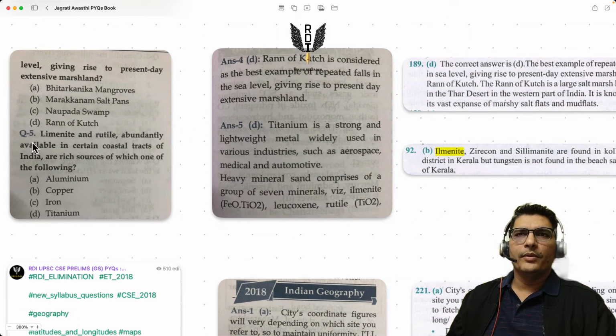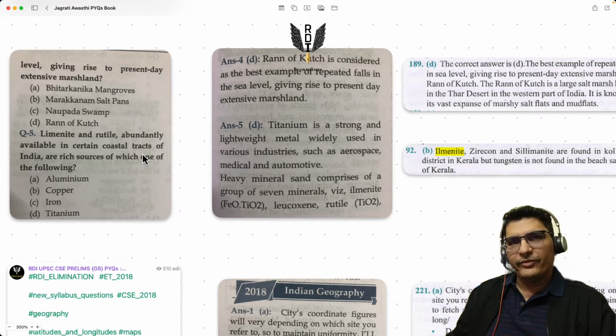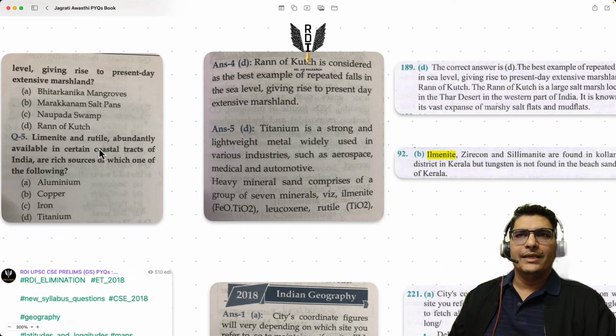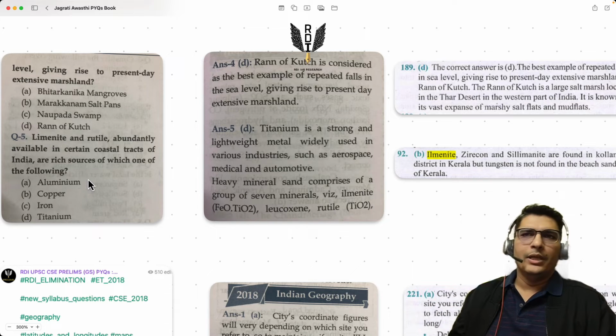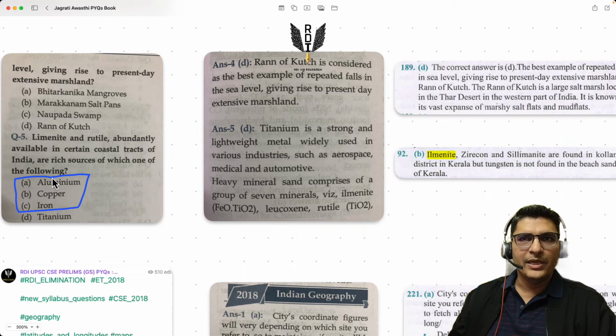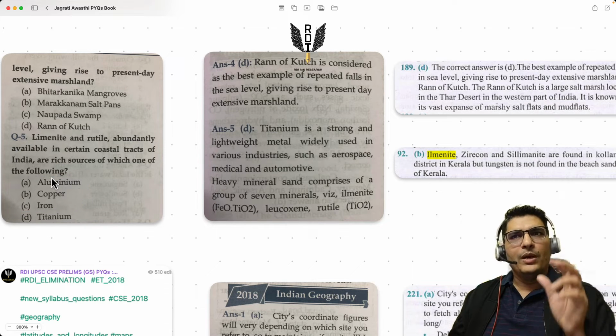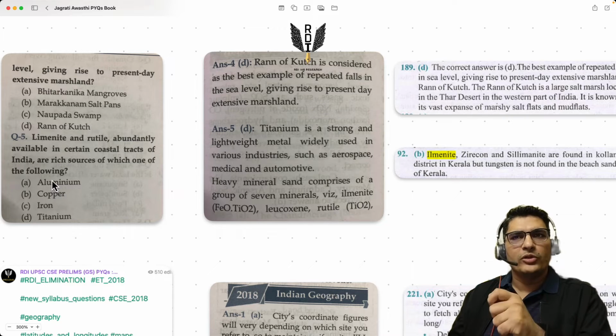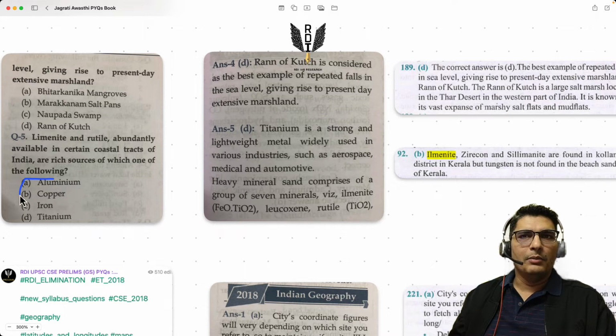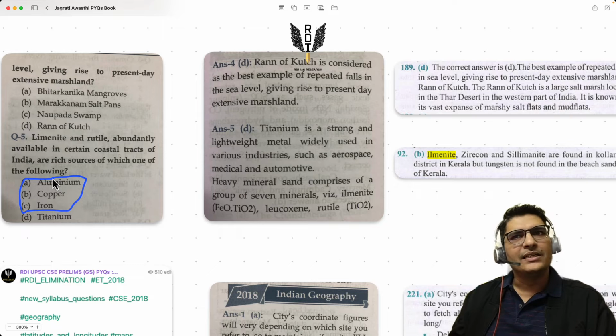Next is a question on ilmenite and rutile. This again is of 2023 only. It asks: these are rich sources of which one of the following? I think I had told in the previous video that the answer will not be A, B, and C, because the question is talking about rich sources, and these are very famous and important minerals. If some source is a rich source of these famous minerals, we would have heard about it. Even the NCERTs would have talked about it, right?